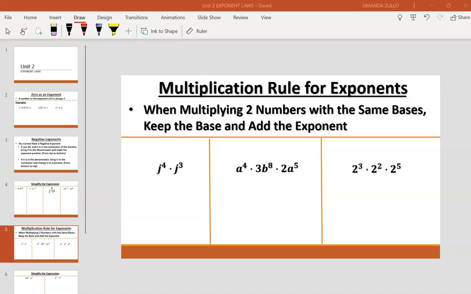So the rule here is when you're multiplying two numbers with the same bases, you're going to keep the base, remember the base is the big guy, and add the exponents. They're the tiny numbers.